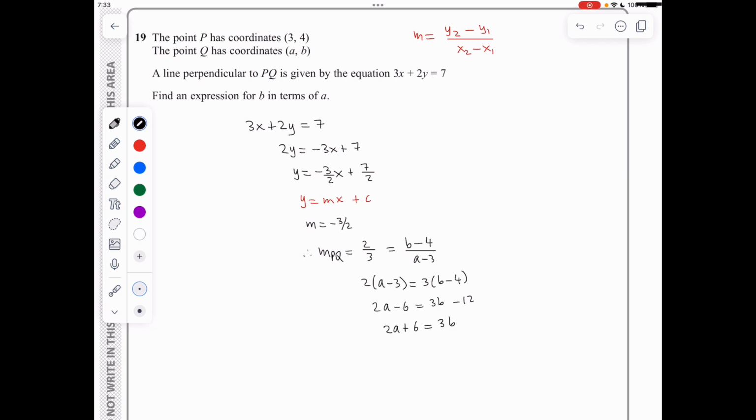And I can now divide throughout by 3 to get 2a plus 6, and all of it over 3 is equal to b. We were looking for an expression for b in terms of a, so we need to have b equals something in terms of a, and this is the final answer.